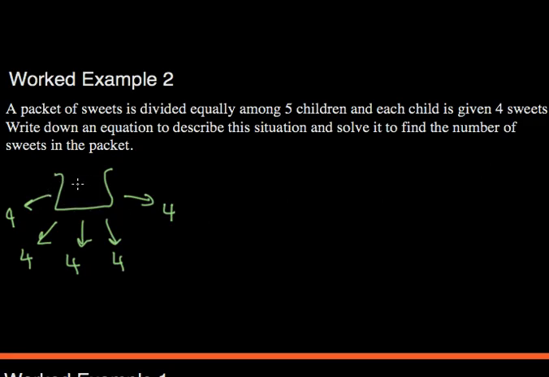So that must mean that if my number of sweets in here was x, what did I have to do? When I divided it by 5 children, each one had 4. And then by combining all of this, I have 5 of these 4s. x equals 5 times 4, which is 20.